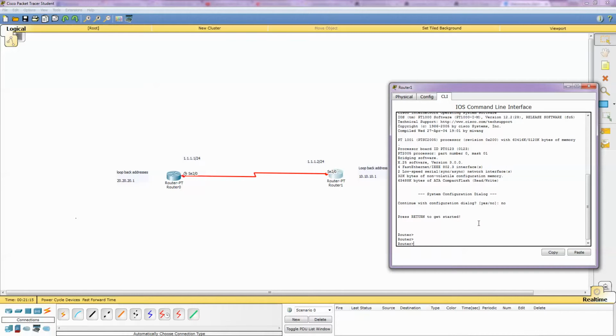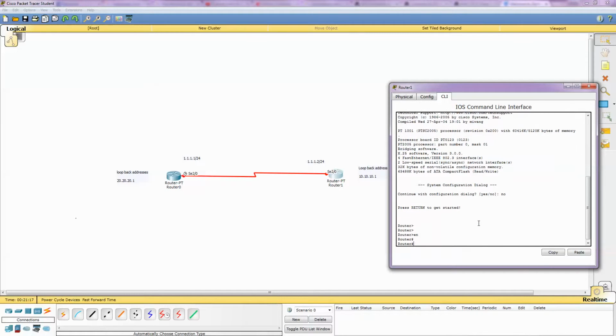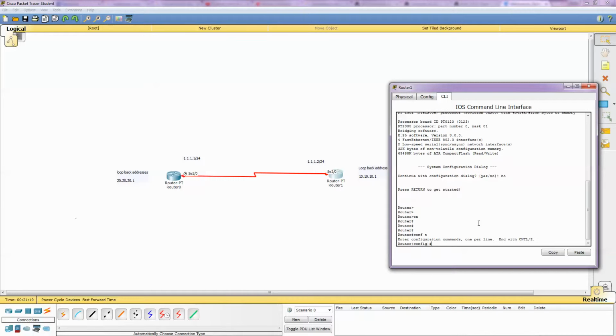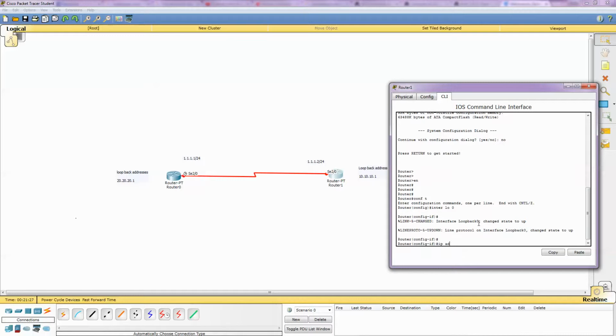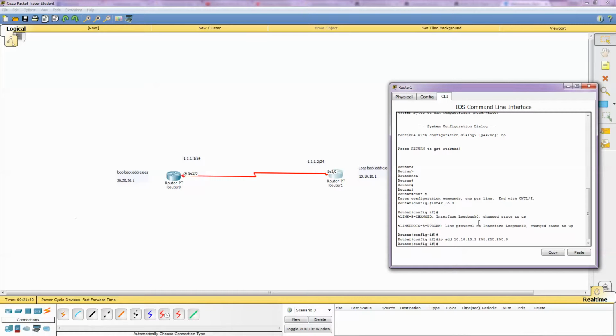I will do the same configuration here, with my own addresses. Go to interface loopback 0, and then I will give the IP address 10.10.10.1 with subnet mask 255.255.255.0, enter.